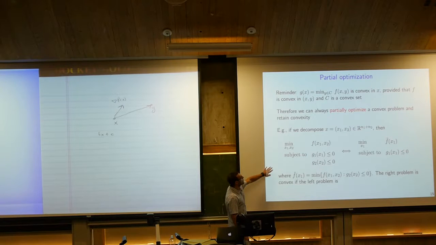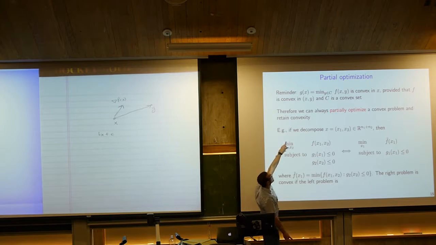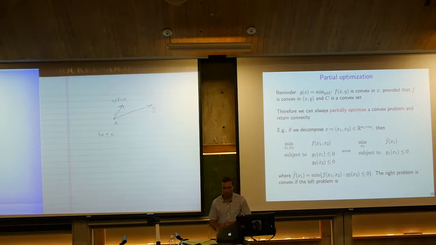So let's go through a few more things we can do to optimize. Partial optimization is one that's quite important. We can always partially optimize a convex problem and retain convexity. That stems from the fact that I can always partially minimize a convex function over some of the variables, as long as what I'm minimizing over is a convex set. Okay, that was a condition that we learned in the last lecture.